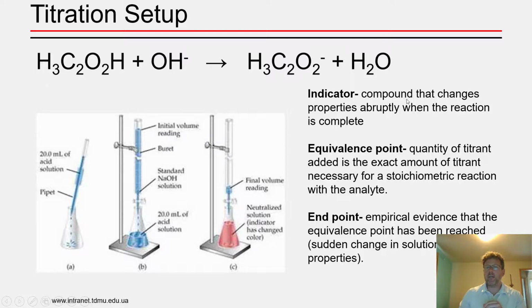So an indicator is a compound, usually a weak organic acid, that changes properties abruptly when the reaction is complete. What that means in practice is the pH of the solution is such that the weak organic acid that is the indicator gets deprotonated itself, which changes its color. We'll talk more about indicators when we get to buffer actions and weak acid, strong base titrations later on in the term. The endpoint is the empirical evidence that the equivalence point has been reached. So that's the volume of the titrant that you had to add in order to change the indicator's color.